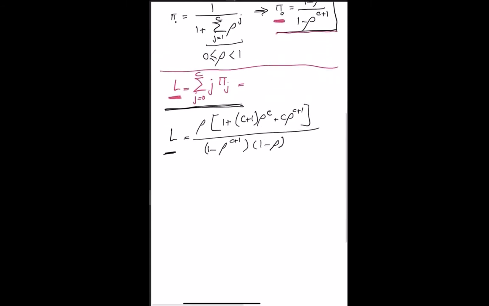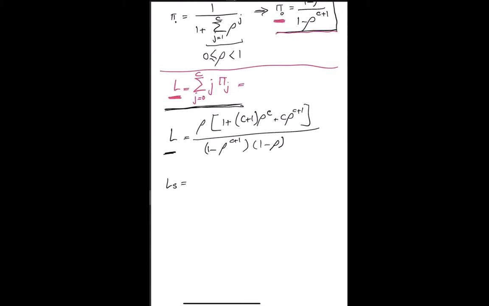And then, can you tell me what is LS? What does it measure? Average number of people in the service area. In the queue is LQ, and the service area is LS.